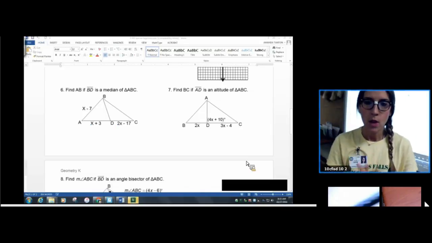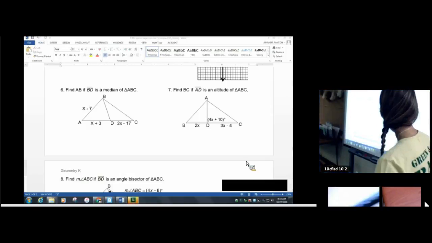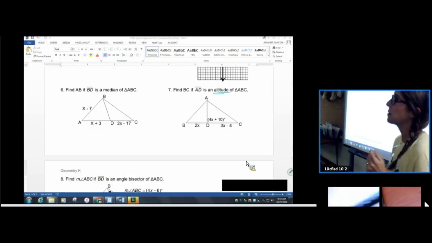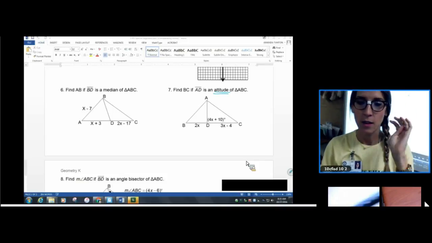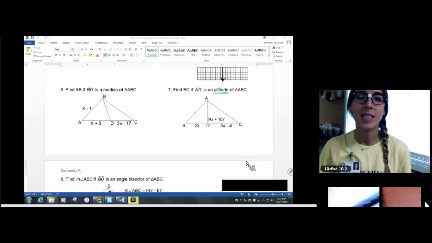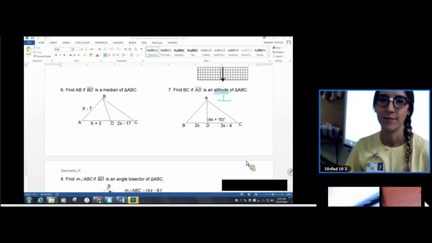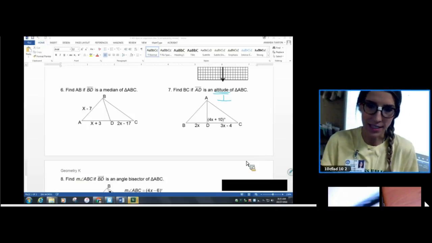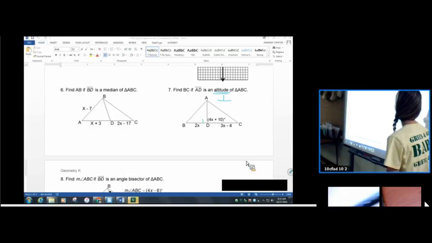Number 7, remember, each segment has a job to do. An altitude has a specific job, and you have to memorize their job descriptions. Memorize them. 4 segments, 4 job descriptions. An altitude's job is to be perpendicular to the line containing the opposite side. Most of the time it's perpendicular to the opposite side, but sometimes it falls outside the triangle. So an altitude's job is to be perpendicular.